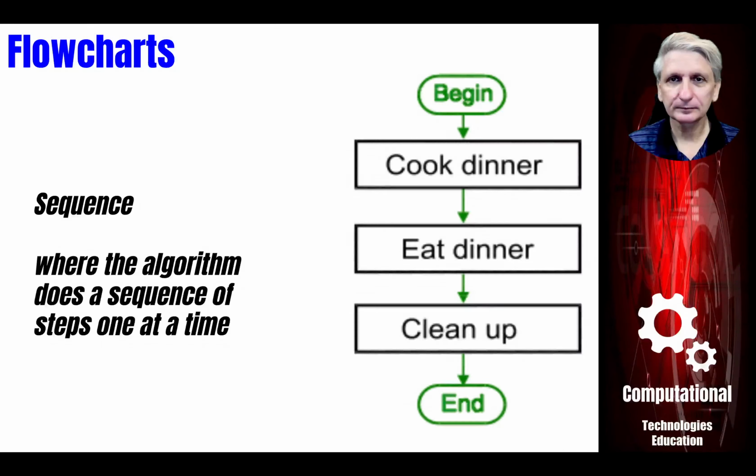Now, the first aspect of an algorithm is a sequence. We looked at this in week 1 when you used the B-bots. So a sequence is when an algorithm does a sequence of steps one at a time. In this case, a very simple algorithm: cook dinner, eat dinner, clean up. It has a beginning and an end. It goes through that sequence. It's no good cleaning up at the start or eating dinner before you cook it. So it needs to be done in a sequence.